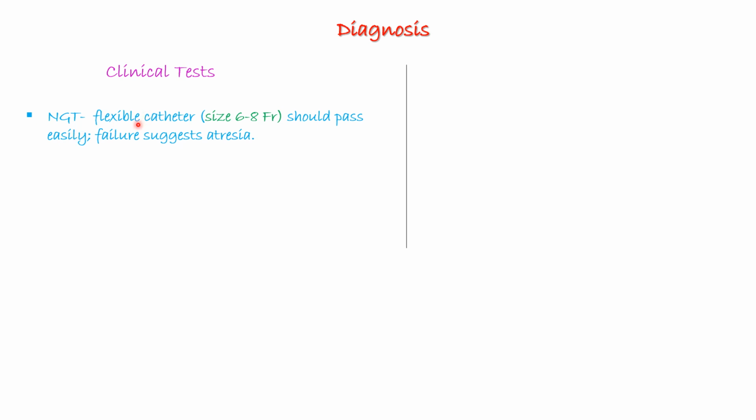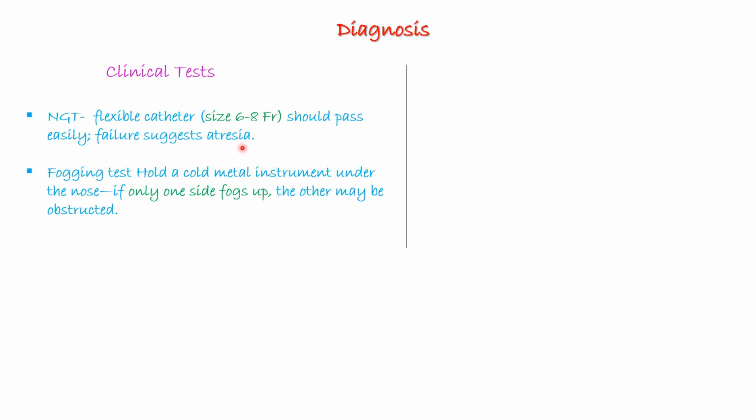That means you pass the tube from the nasal to the gastric. So if it fails to pass, then it is a suggestion that you have choanal atresia. In addition to that, you can also do a fogging test. The fogging test is when you hold a cold metal under the nose, and if only one nostril fogs, then it is suggestive of choanal atresia.